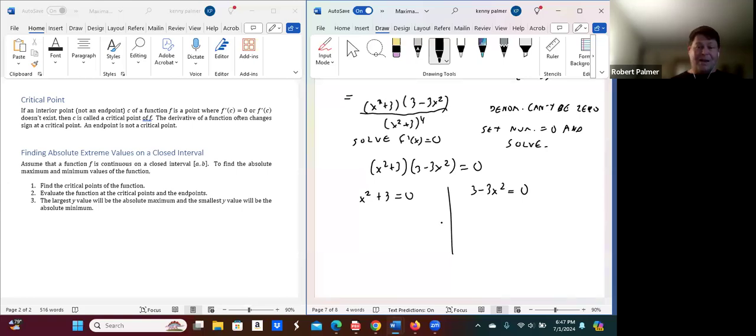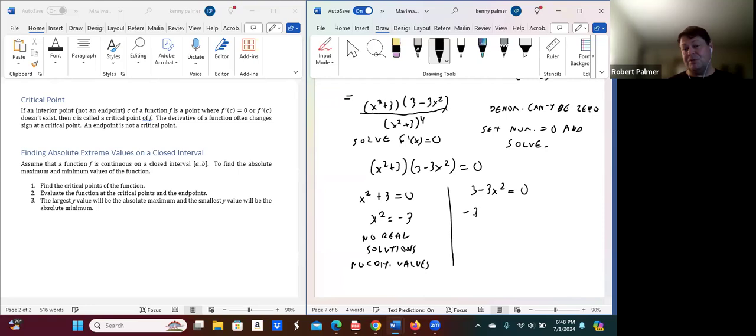Now, I think it's going to help make this quicker to work with. If you get the x squared by itself, subtract 3 from both sides, you have x squared equals negative 3. So this basically has no real solutions. We can solve it, but it would be imaginary. So that's not going to affect our problem. Here we have no critical values from this part, because we don't get any real solutions.